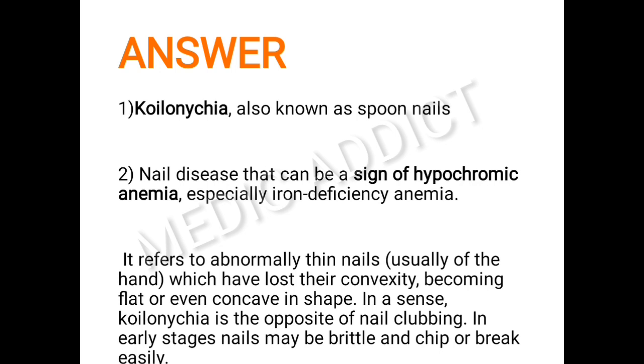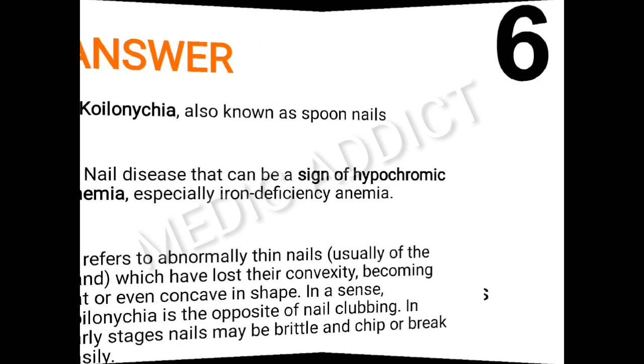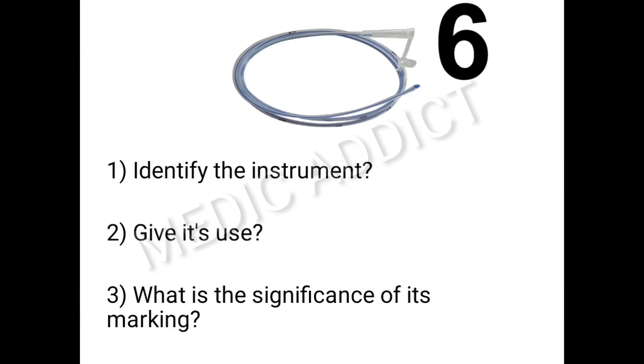It usually refers to abnormally thin nails which have lost their convexity, becoming flat or even concave in shape, in the sense that koilonychia is the opposite of nail clubbing. This is an important thing. In early stages, nails may be brittle and chip or break easily. Moving on to the next spotter.